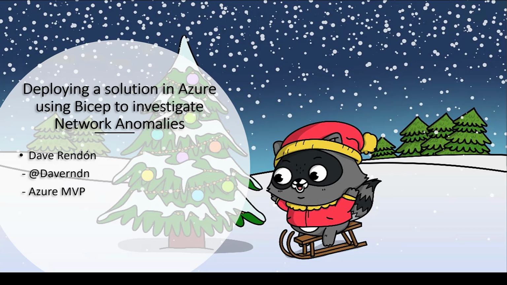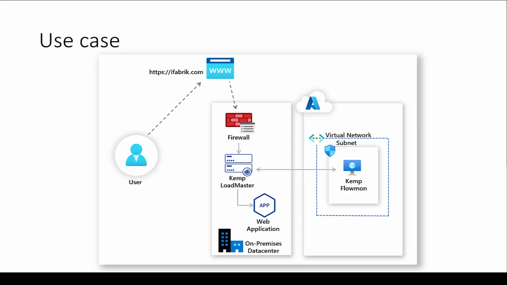So let's get started, and we will review the following use case where typically organizations might be running on-premises web applications. And when the client tries to access this application, the request might go through a firewall or a load balancing solution that the organization might have in place. And in most cases, organizations don't have the right tools in place to visualize what's happening through the network. And this is where the Kemp Flowmon solution comes in place.